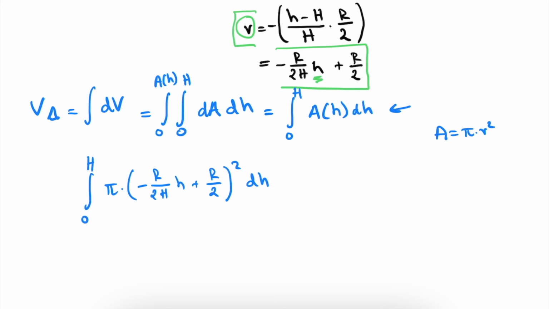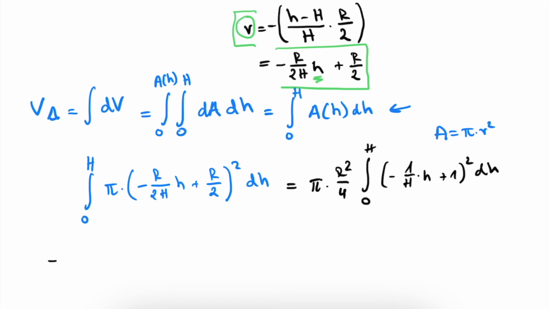But before we do that, let's first put these R over 2's outside of the square and outside of the integral together with this pi. So we get that this is equal to pi multiplied by R squared divided by 4 of the integral from 0 to capital H, from the base of the cone to the top of the cone, of the following. (Minus 1 over capital H times h plus 1) squared dh. And this we can simply solve using substitution.